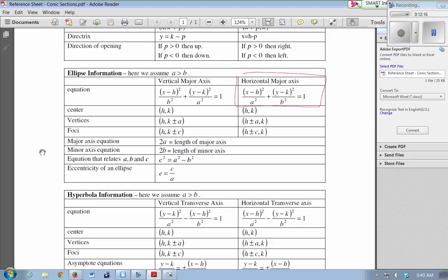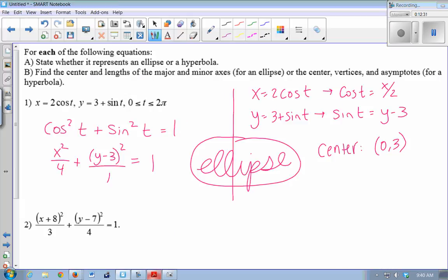So my center's at (h, k). My vertices, A is this, which means it has a horizontal major axis. Okay, so that's all I need to know. Horizontal major axis, A is 2 and B is 1.